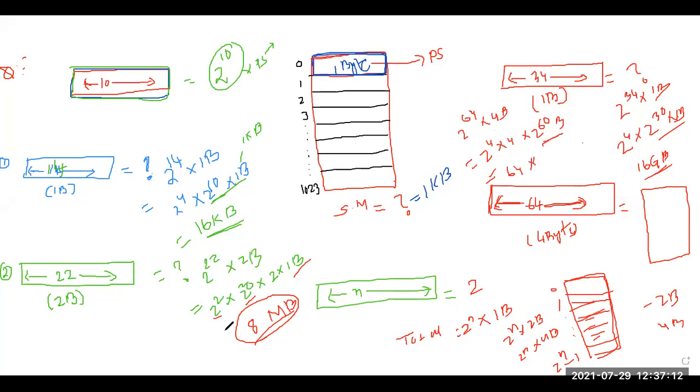Now we know, 2 to the power of 10 is KB. 2 to the power of 20 is MB. 2 to the power of 30 is GB. 2 to the power of 40 is again TB, terabyte. 2 to the power of 50 is something called petabyte.